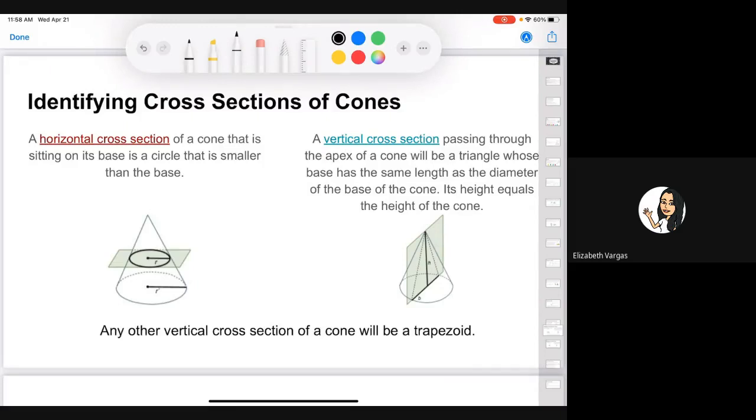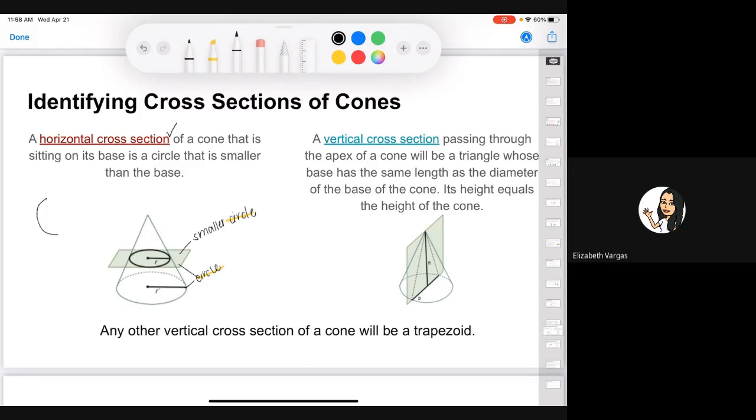Cross sections of cones. A horizontal section of a cone sitting on its base is a circle that is smaller than the base. So if my base here is a circle, which it is in fact, if it is a horizontal cross section, then my cross section will also be a circle, but because it's a cone, it will be a smaller circle. They're both circles, but one would be smaller than the other. The cross section would always be smaller.